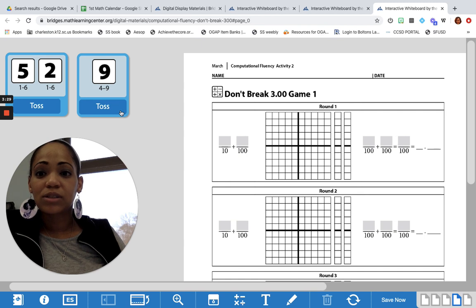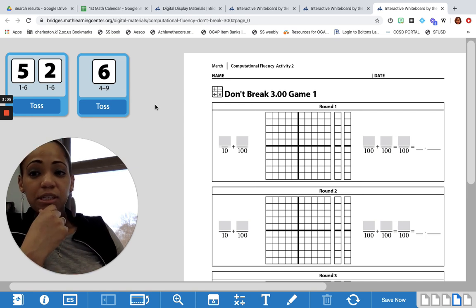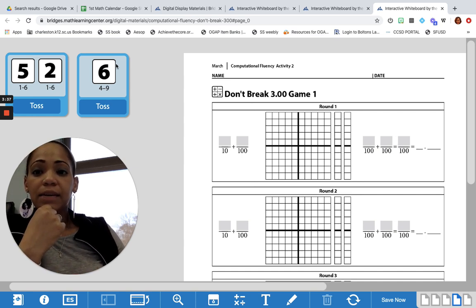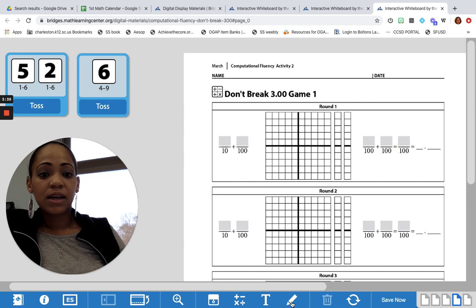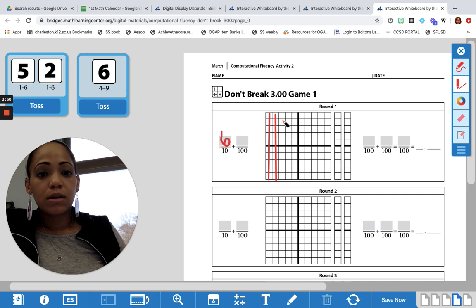I will toss those dice and toss this dice. So it looks like I have a 5, a 2, and a 6. So I may take my 6 and make that my tenths. So I'm going to take 6 tenths. So I want to get as close to 1 hole as possible. So 1, 2, 3, 4, 5, 6.